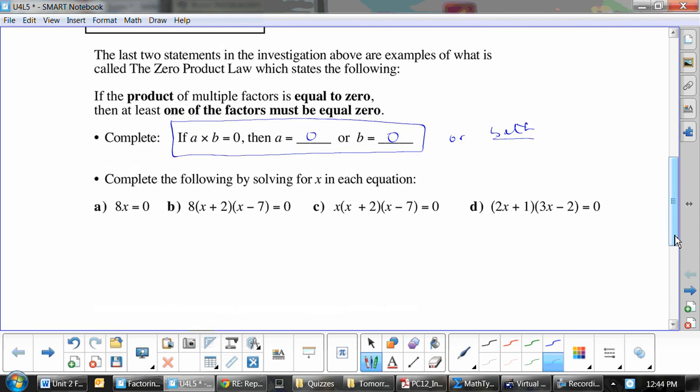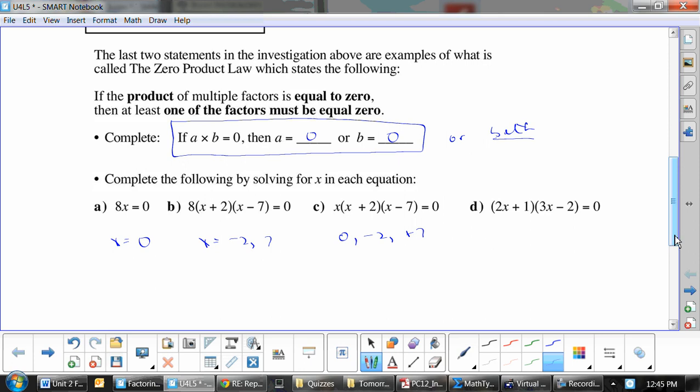Now let's just do some of these quick. Now let's see if we can do it by just looking at it. What would make that statement true? X would have to equal 0. How about the next one? X would equal negative 2 or 7. C. Let's go left to right all the time. 0, negative 2, and plus 7. Good. How about D?